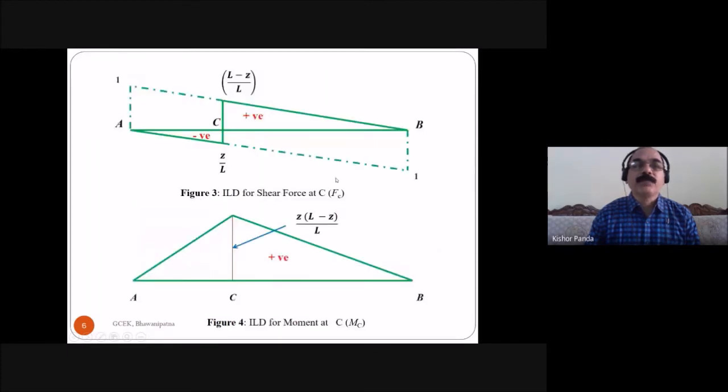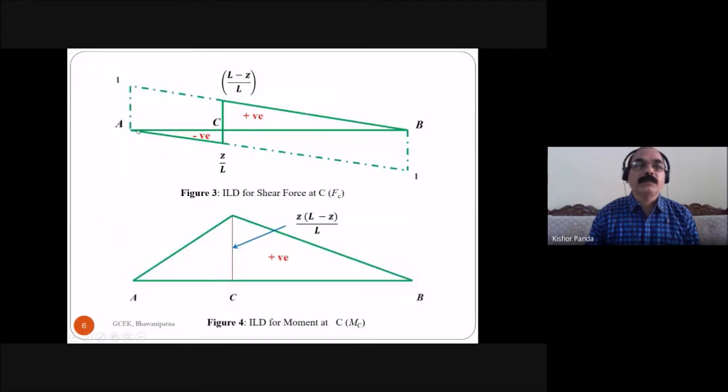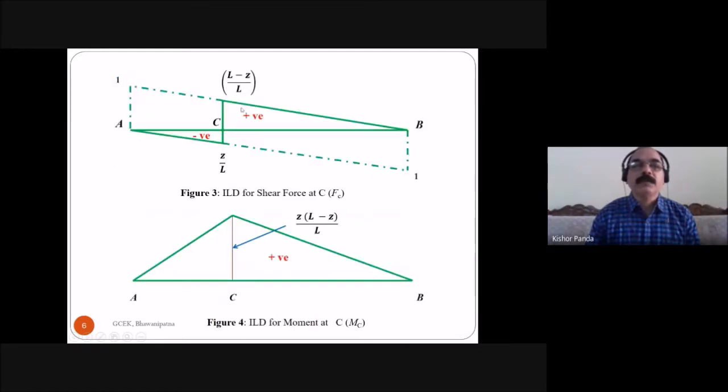So this is the influence line diagram for shear force at C. Already we have discussed this in the previous class. So this is when the unit load is present between A and C, and this is the influence line diagram. Or when the unit load is present between B and C, and this is the influence line diagram for shear force. So when the unit load is present at A, the shear force is 0.